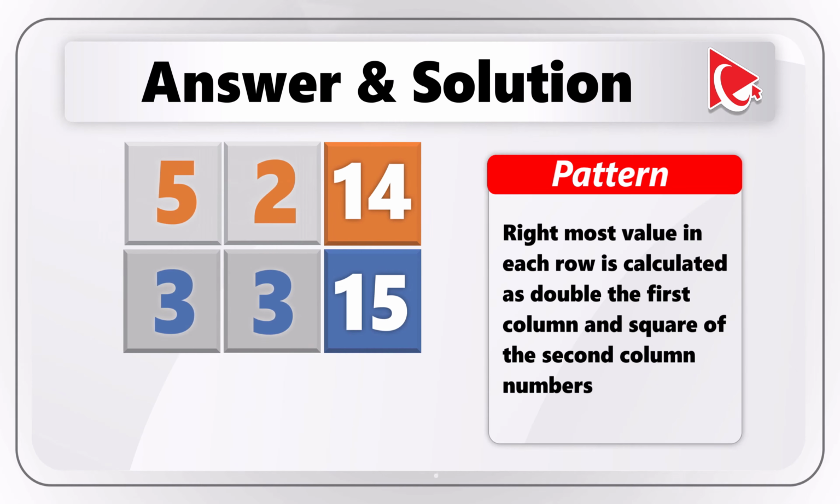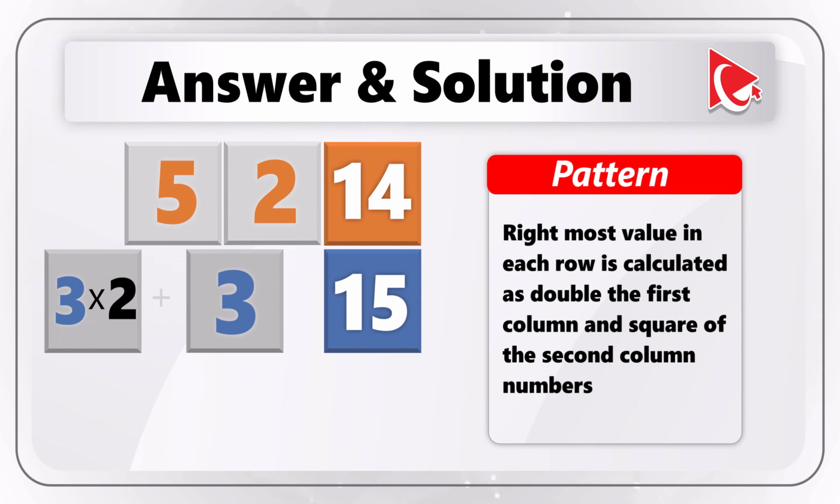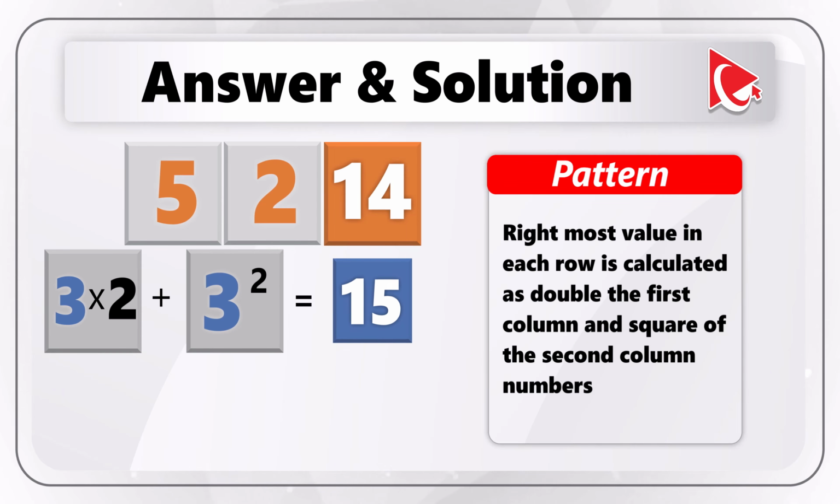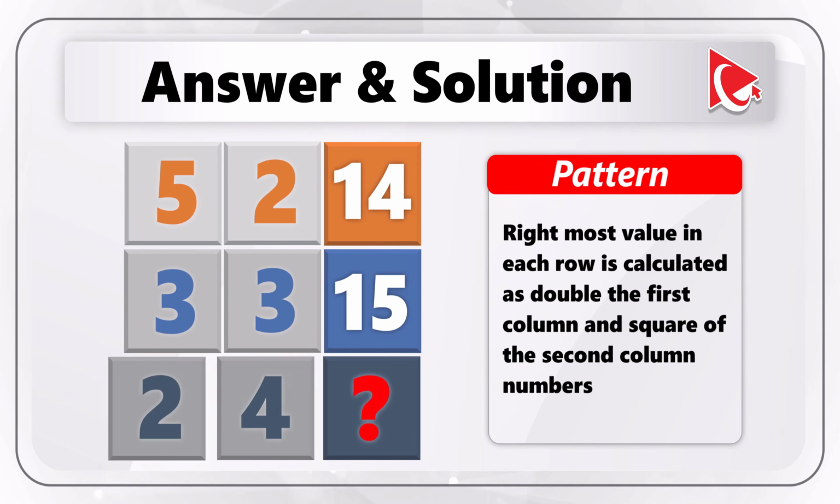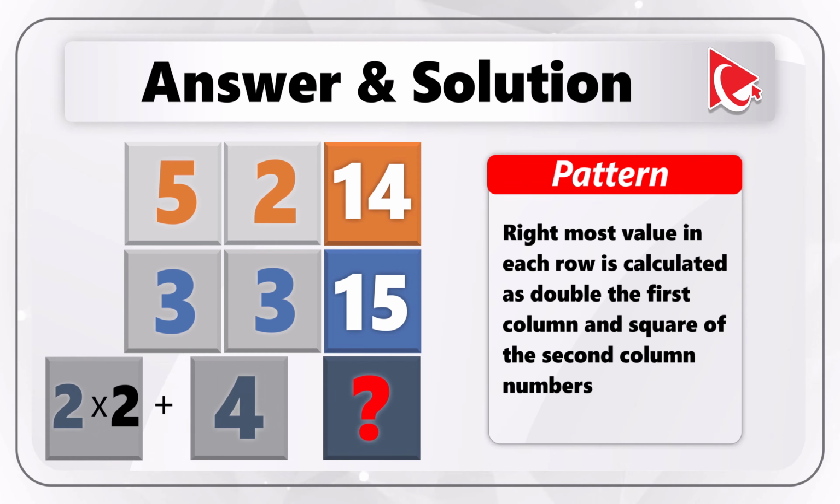For the second row, the calculation is 3 multiplied by 2 plus 3 squared, which equals 6 plus 9, and the end result is 15. So for the missing value, the calculation is 2 multiplied by 2 plus 4 squared, which equals 4 plus 16, and the end result is 20.